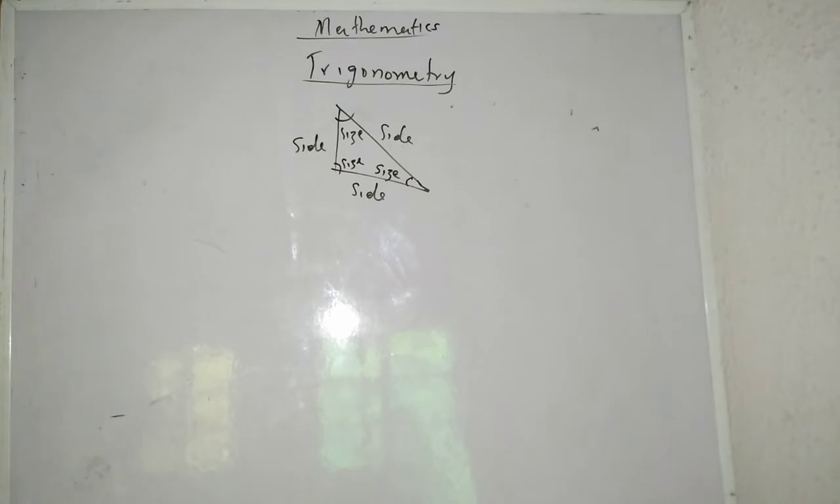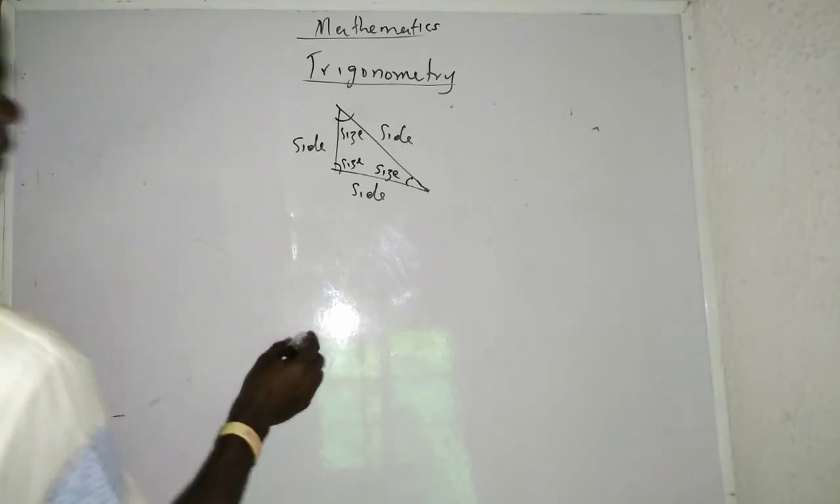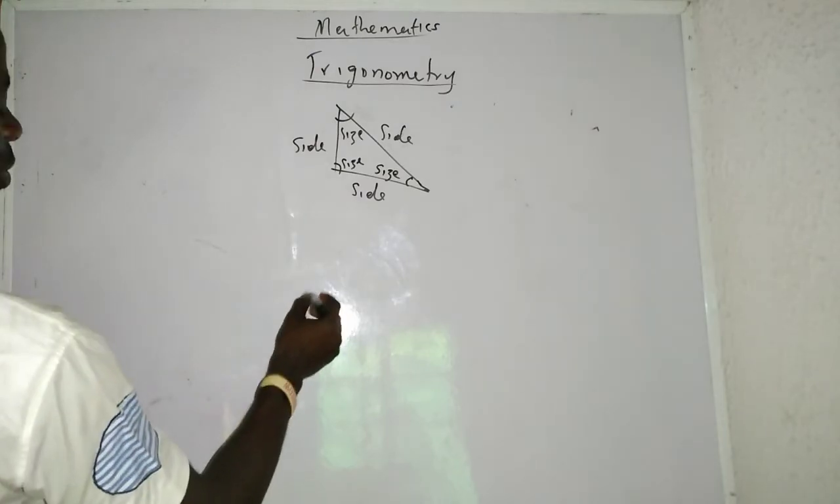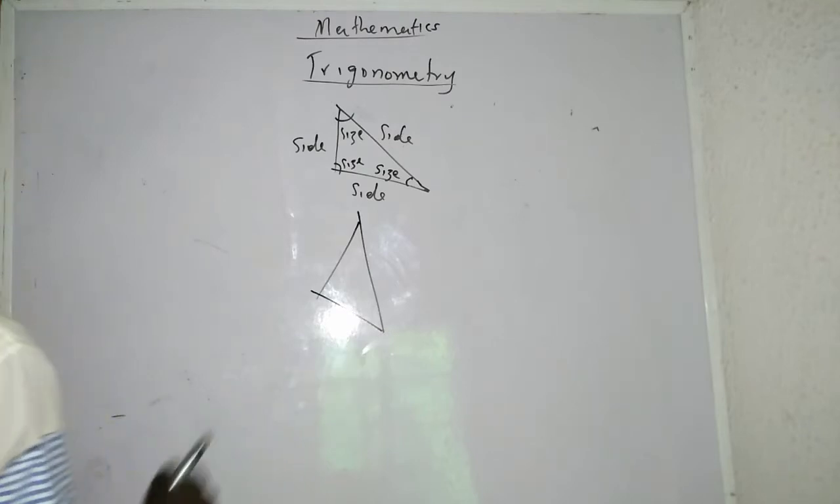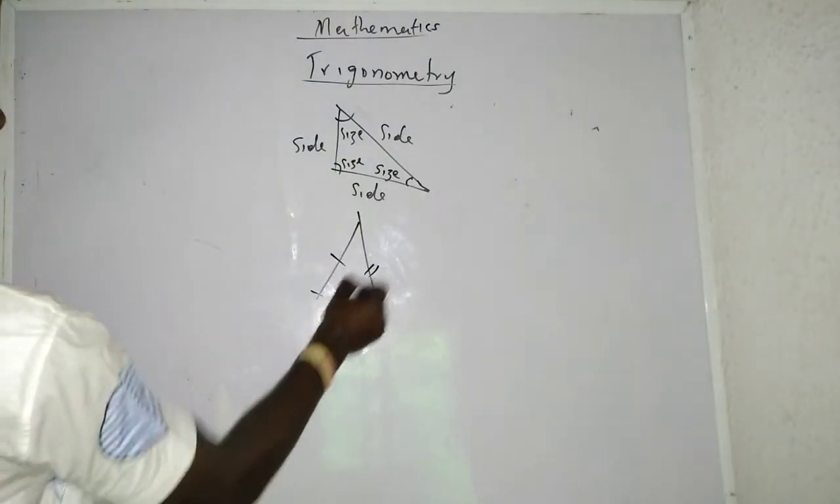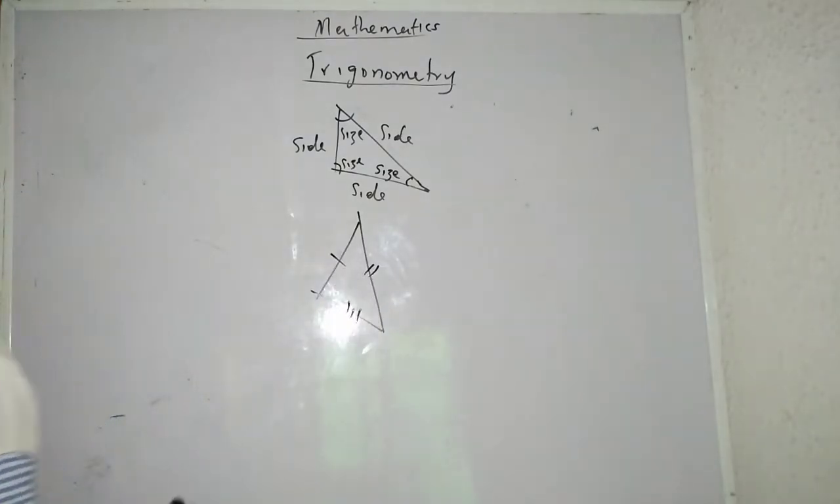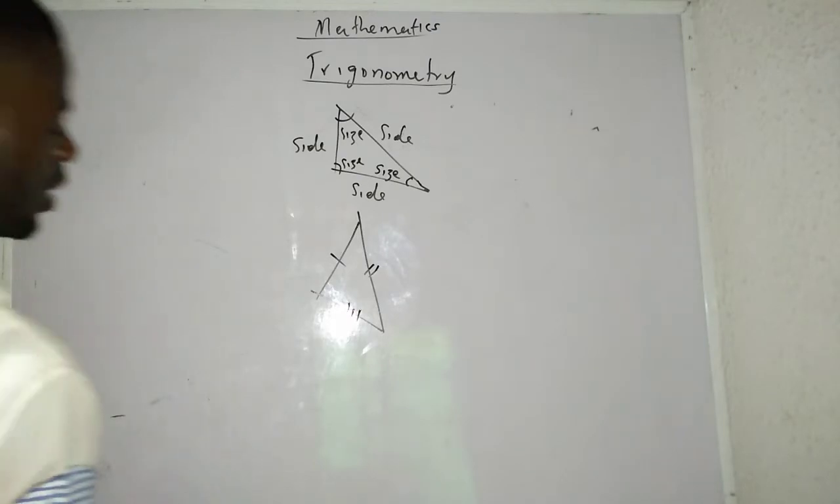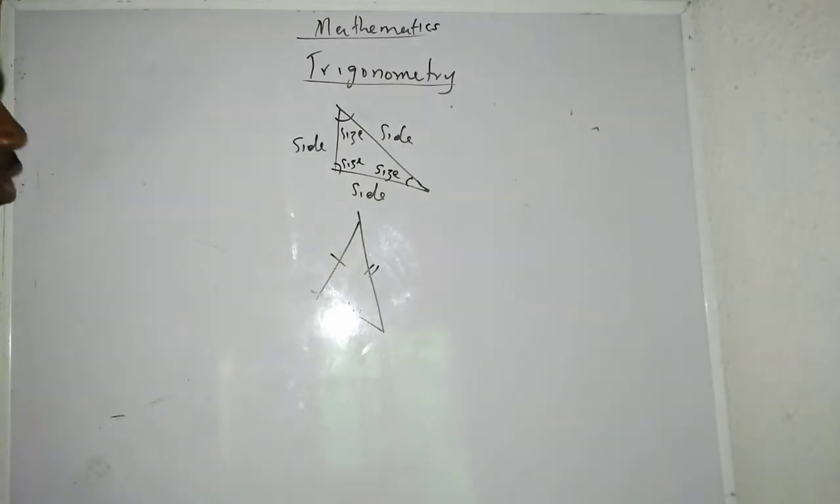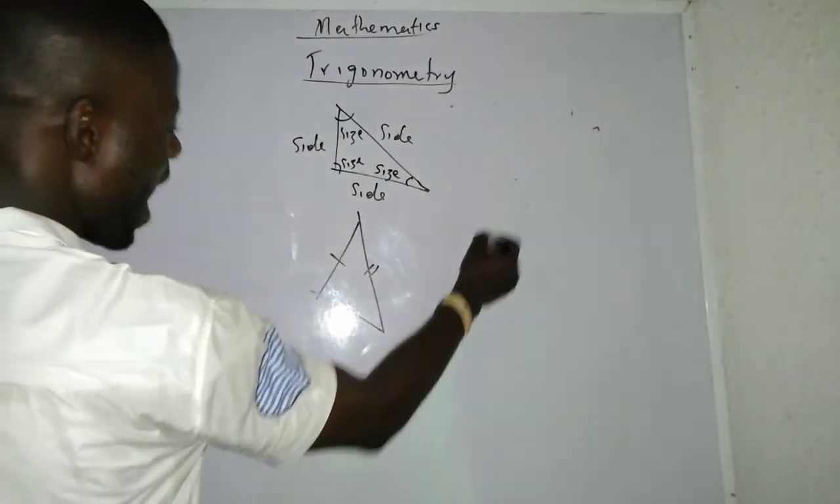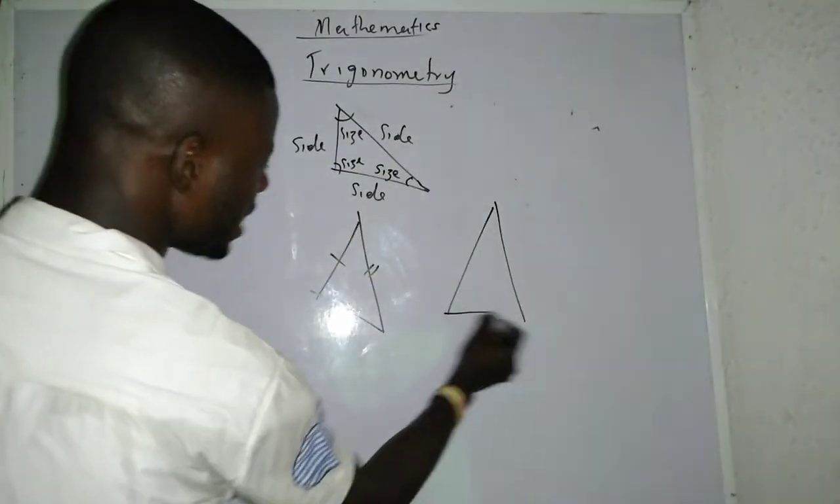Now, if we are moving on, they all originate from the triangle, and there are three types of triangle. The first is the scalene triangle, which tells us that none of the sides are equal. The second one is the isosceles triangle. That one is telling us that what?